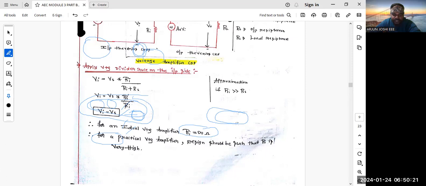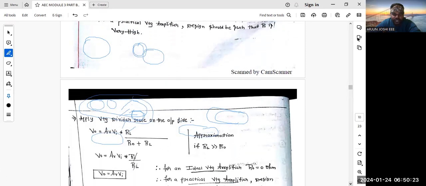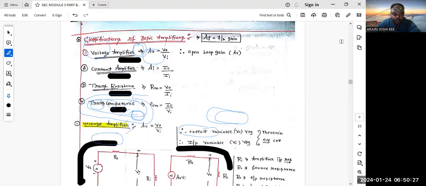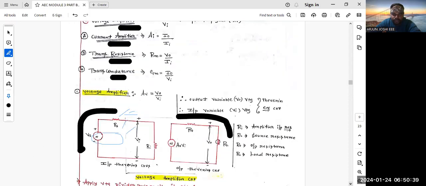Now I move on to the second part. We need to find Vo, so I'm going to apply the voltage divider rule for the output circuit. How to apply the voltage divider rule for the output circuit? I'm going to explain, so I'm going to rub the board now. Just apply the voltage divider rule for this output circuit. Students, all of you listen.